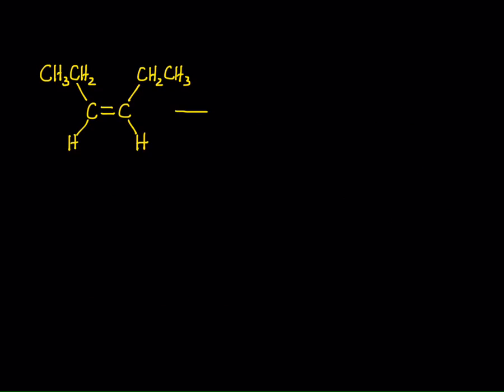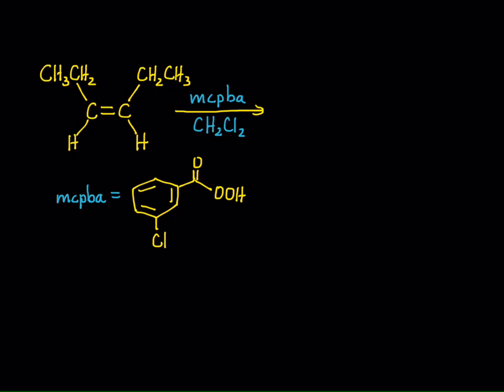If I start with an alkene that has particular stereochemistry, so for example, I have a cis alkene structure here, and I react it with MCPBA in dichloromethane. Now, MCPBA is a very common peroxyacetic acid. MCPBA is this structure right here, right?